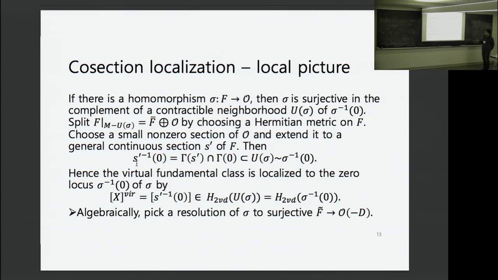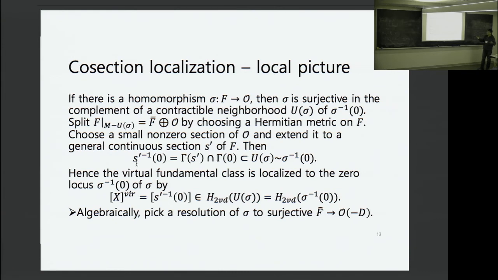Then the important thing is the zero locus of this cosection, meaning the locus where sigma is not surjective. We take a contractible neighborhood of this zero locus of sigma. So in the complement of this neighborhood, the map sigma is surjective. When this is surjective, the theory is trivial. That's what I'm going to say. And everything interesting takes place in the neighborhood of the locus where sigma is not surjective.